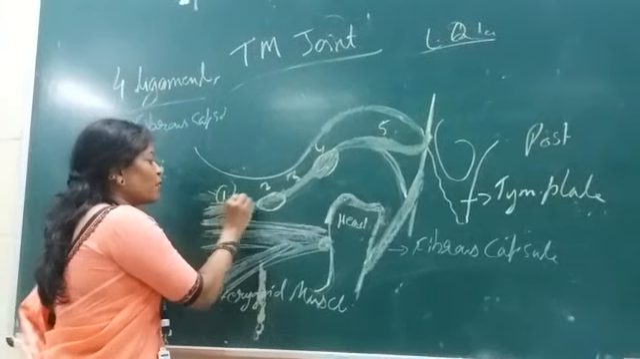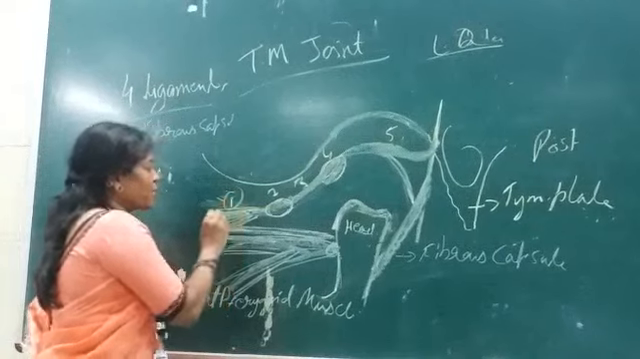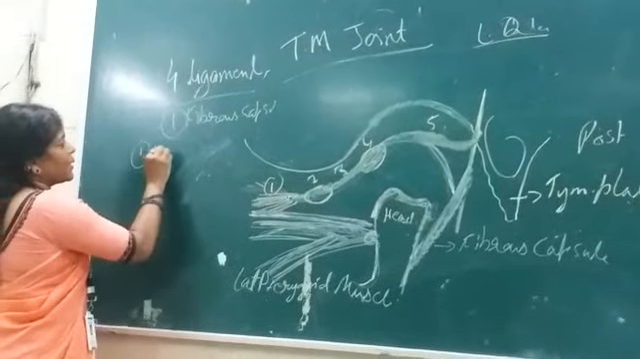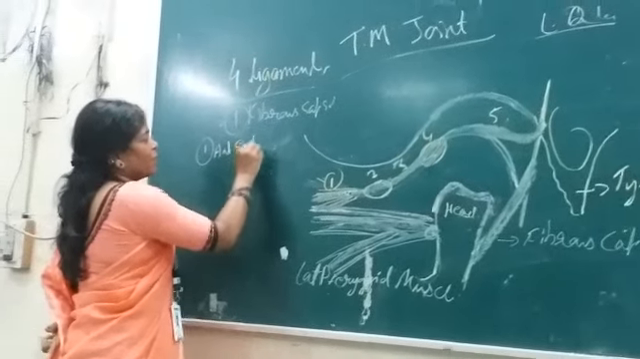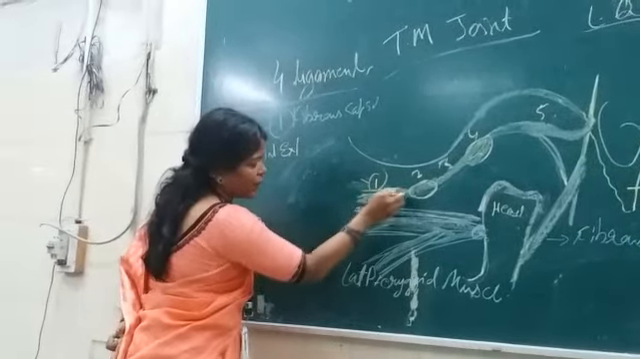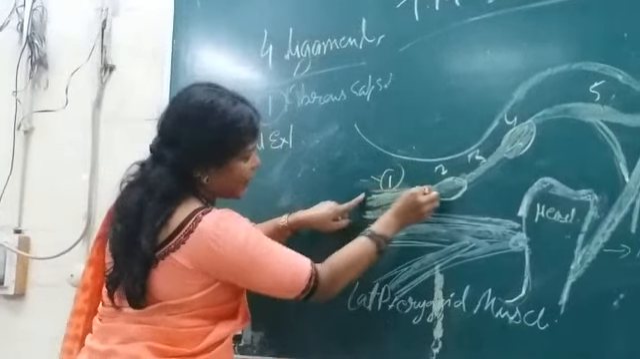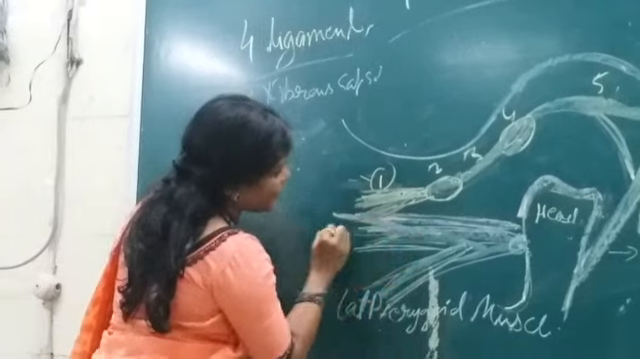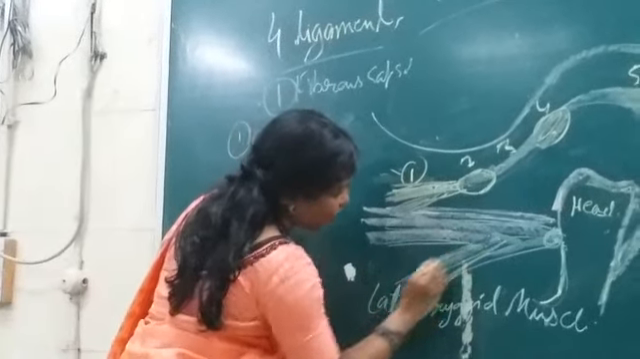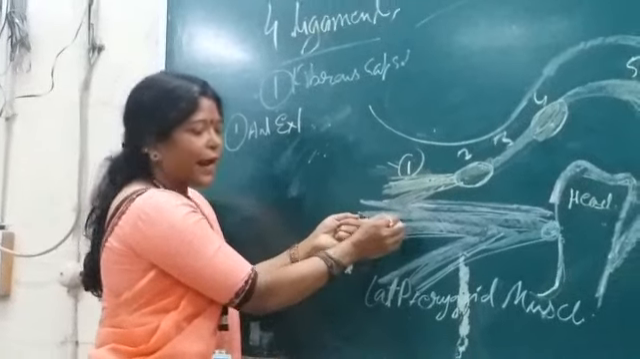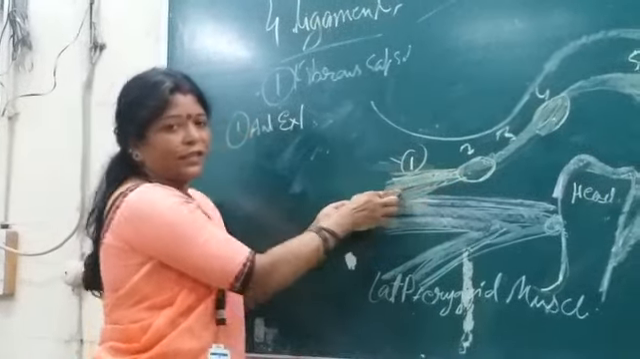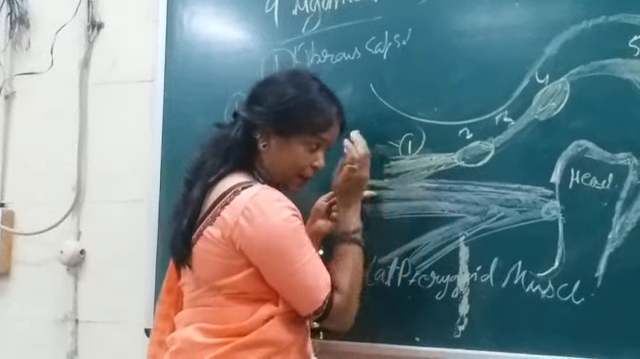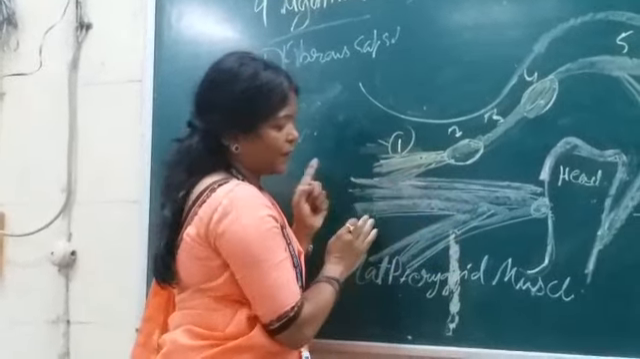These 5 zones are what? The first one, anterior, what is it? First is the anterior extension. What is anterior extension? This anterior extension of this fibrocartilage merges with the muscle here. Which muscle? That is the lateral pterygoid muscle.